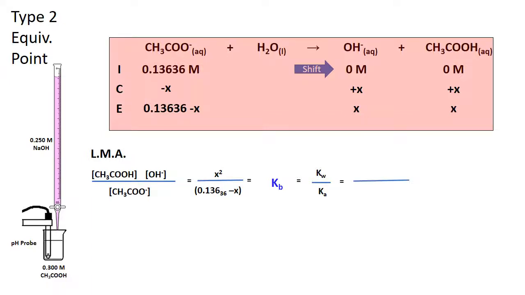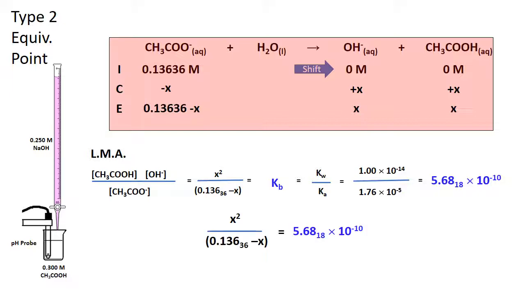Substituting 1 times 10 to the minus 14th for K sub W and the provided value of K sub A, 1.76 times 10 to the minus 5th, tells me that the K sub B value would be 5.68 times 10 to the minus 10th. This is the equilibrium constant now for the equilibrium problem, the weak base equilibrium that we're solving. Very important to have the K sub B value when you're solving a problem like this.